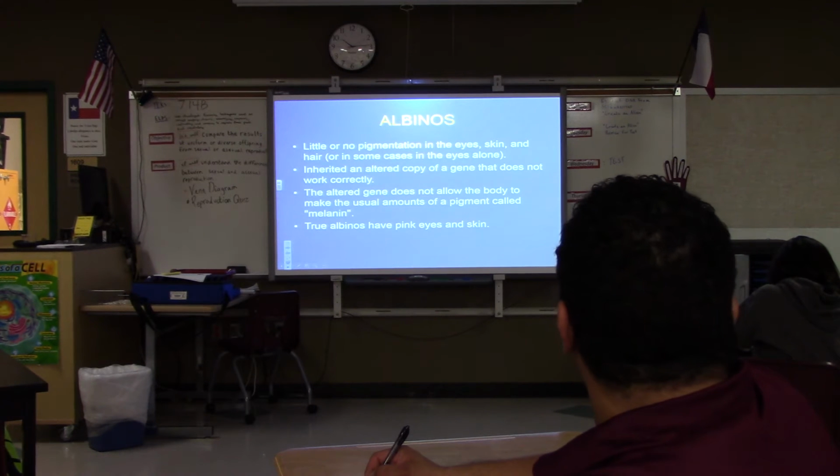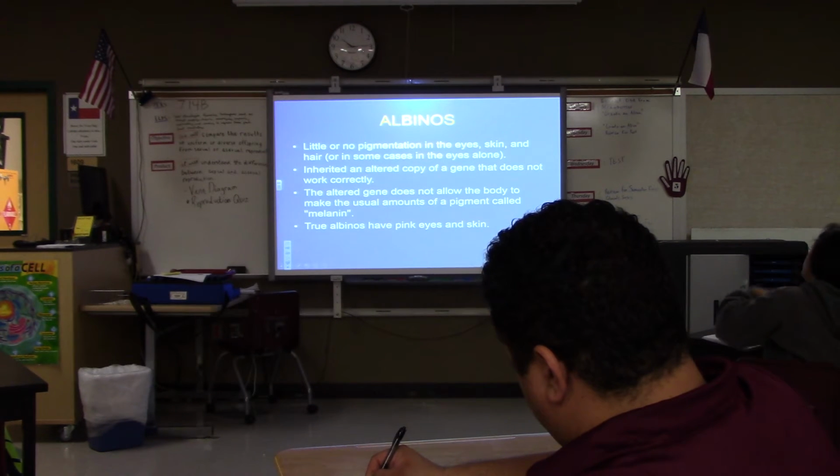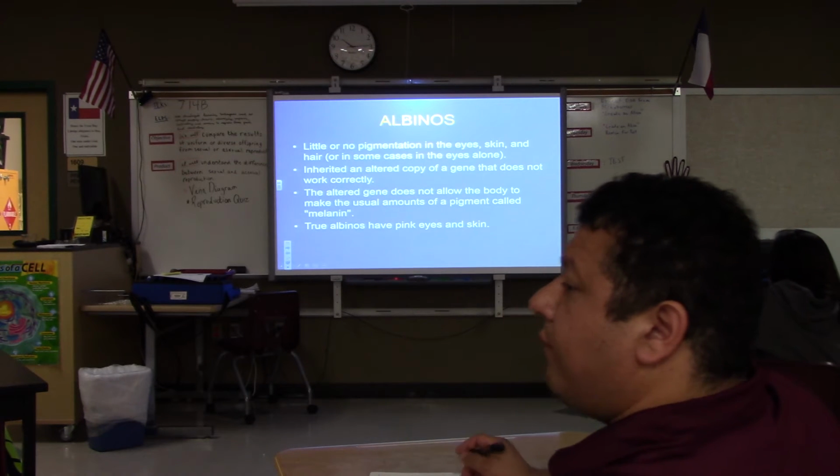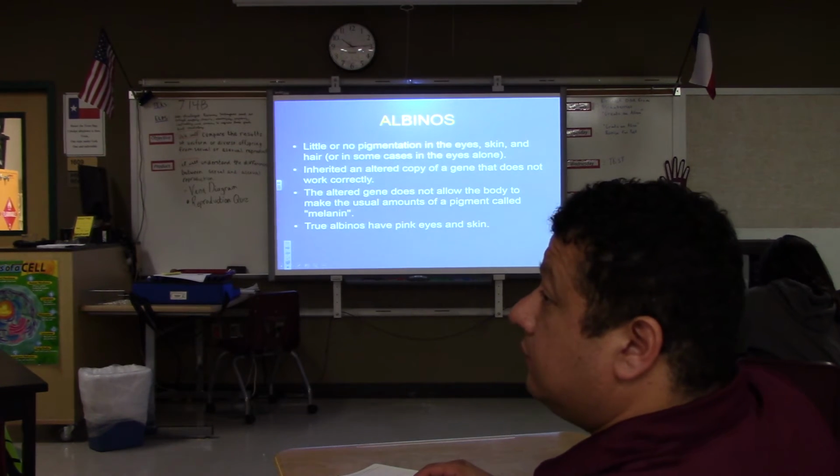Okay, that altered gene that it inherits from its parents does not allow the body to make melanin. And melanin is a pigment that gives us our skin color. You've got to understand, true albinos have pink eyes and skin.